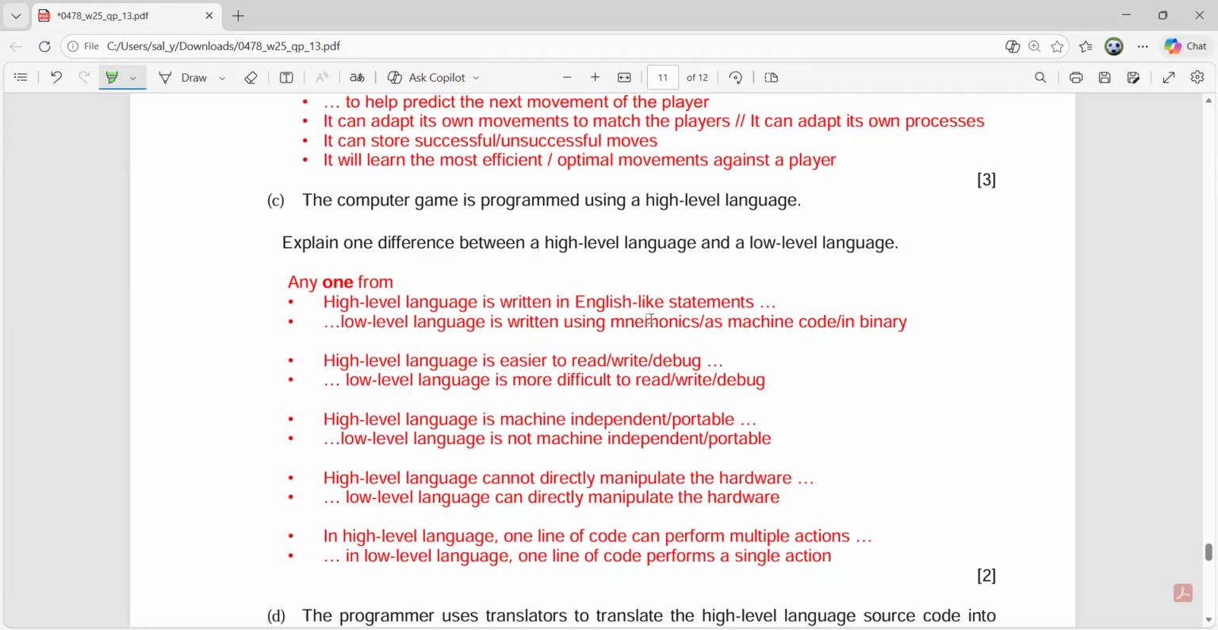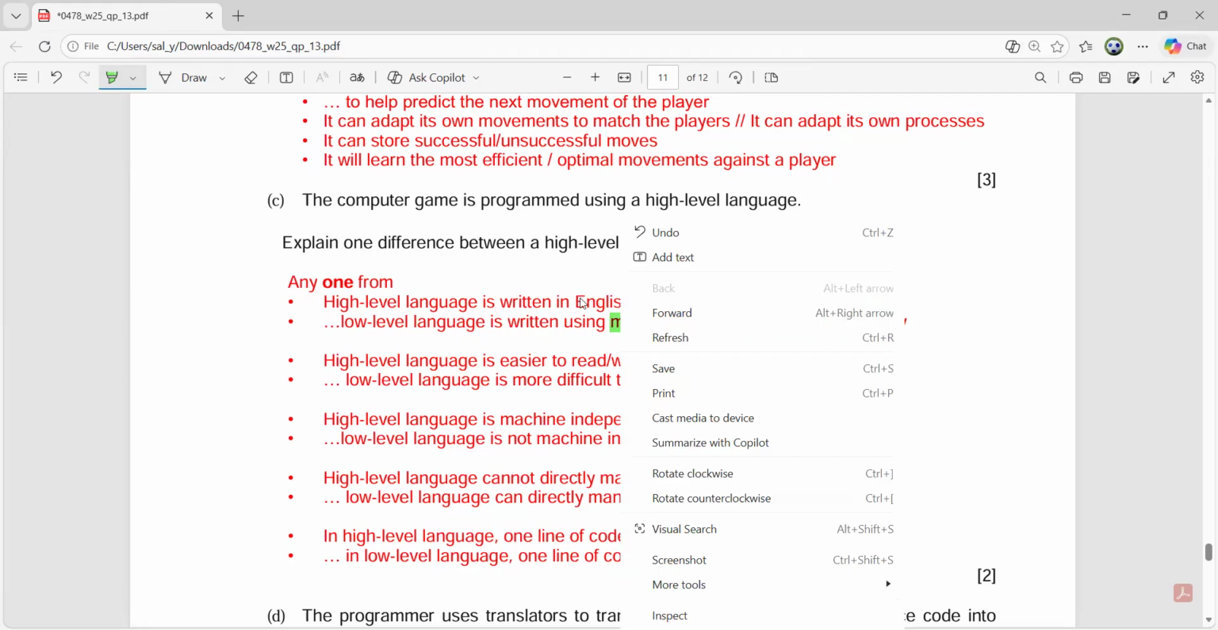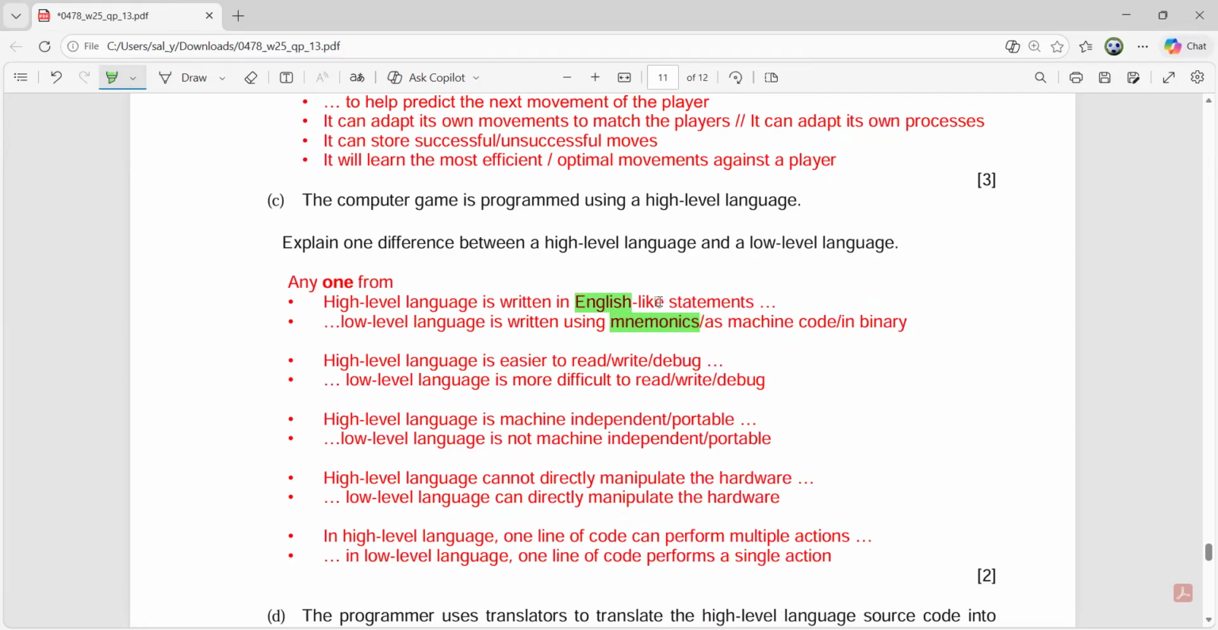But again, a suggestion, go for mnemonics. That is a very good point. Go for the best answers. Again, we keep on reminding the students to go for the best answers, for the high level answers. English-like statements and mnemonics. That is for high level and low level.